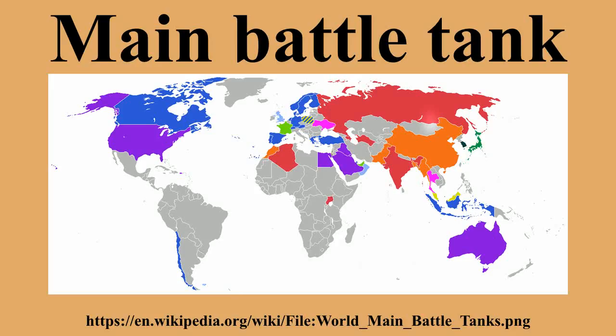Generally, these designs massed about 25 to 30 tons, were armed with cannons around 75 mm, and powered by engines in the 400 to 500 horsepower range. Notable examples include the Soviet T-34, the most produced tank to that time, the German Panzer IV, and the US M4 Sherman.